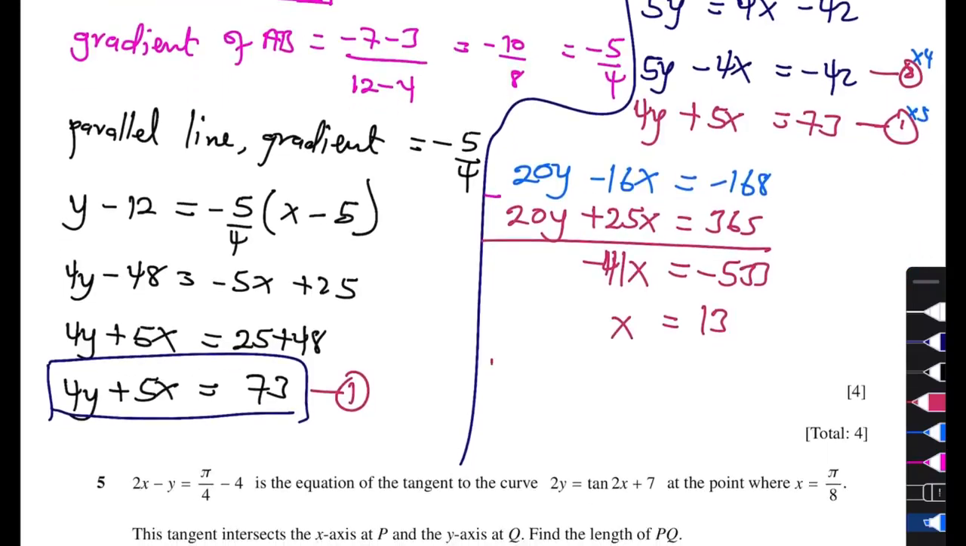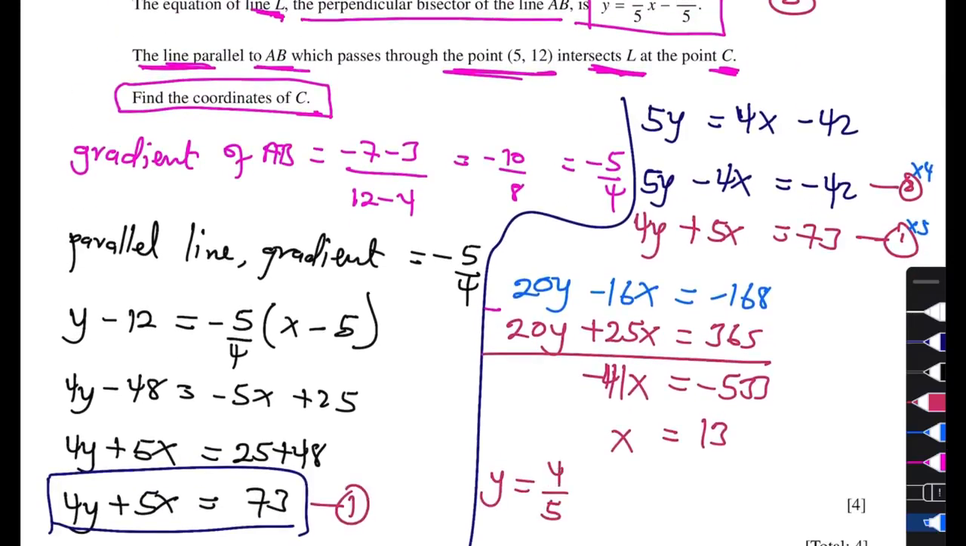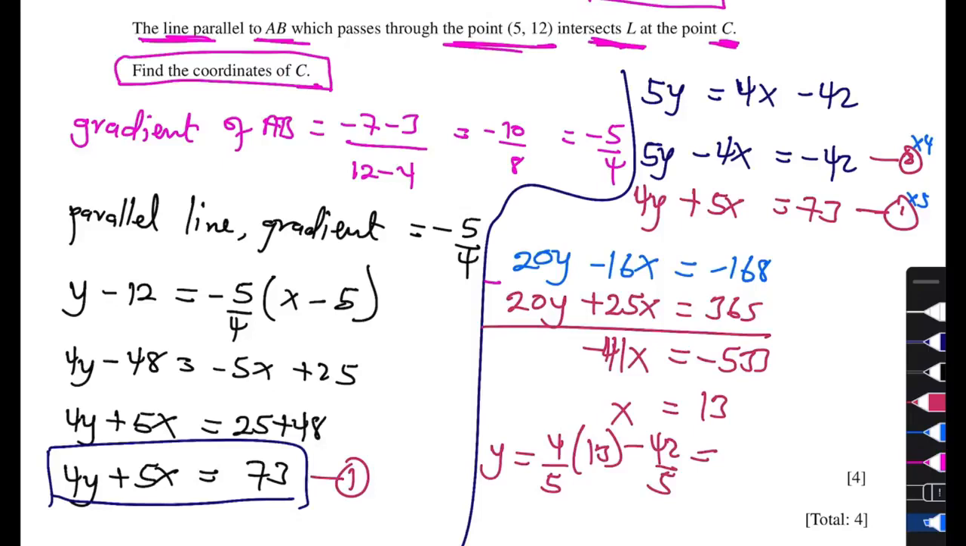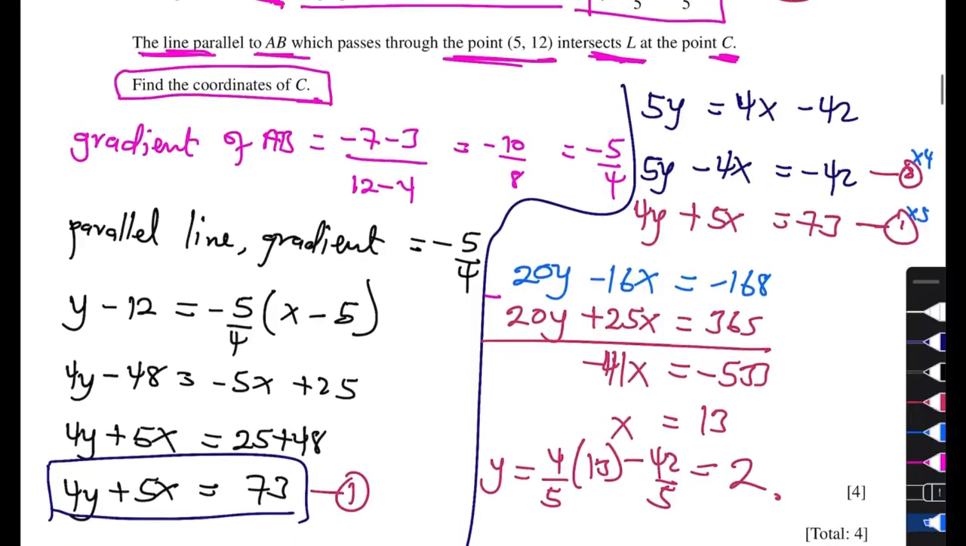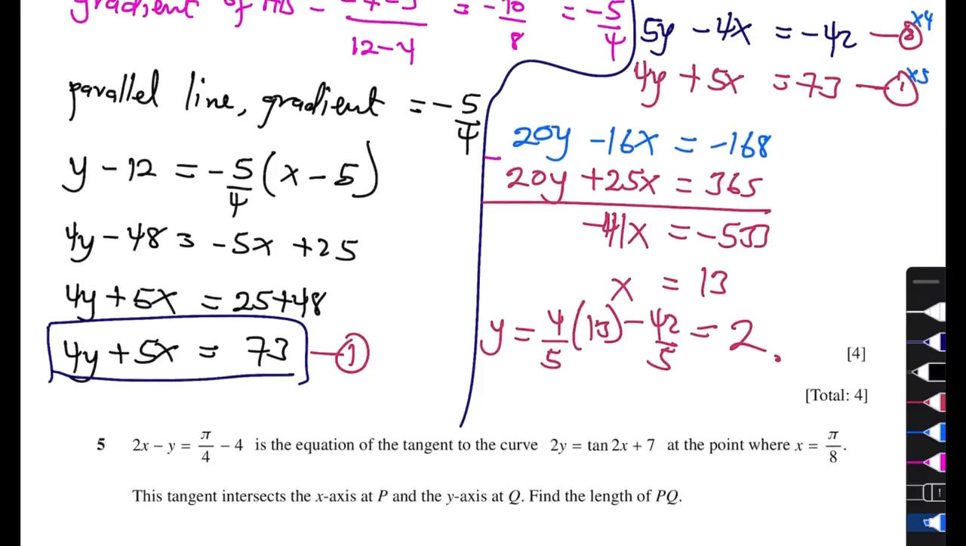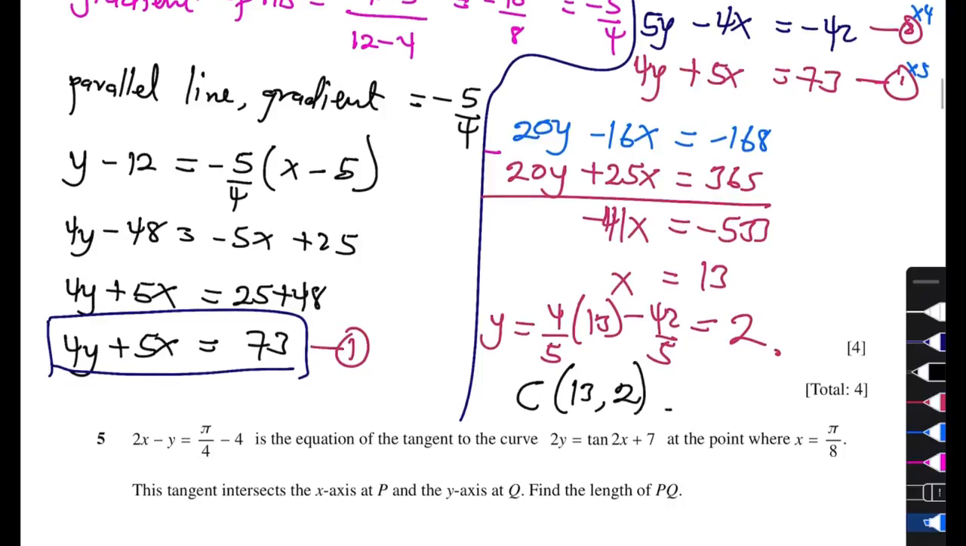So that equation says y is equal to 4 over 5x. So now x is 13 minus 42 over 5. And if you put this on a calculator it tells you that the answer is 2. Okay, so now the question was really to find the coordinate of C, and that's their point of intersection. Therefore, C will be 13, comma 2, and then you are done.